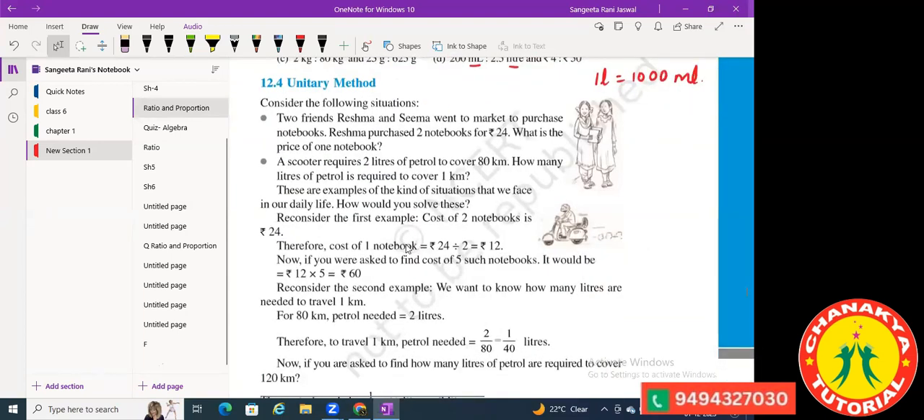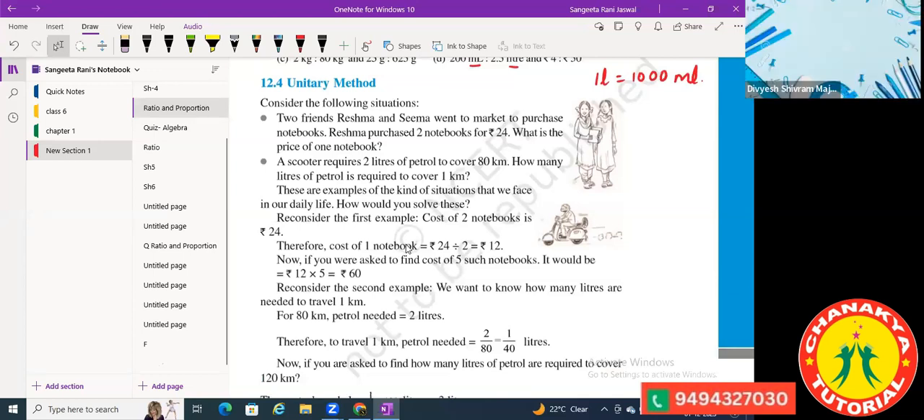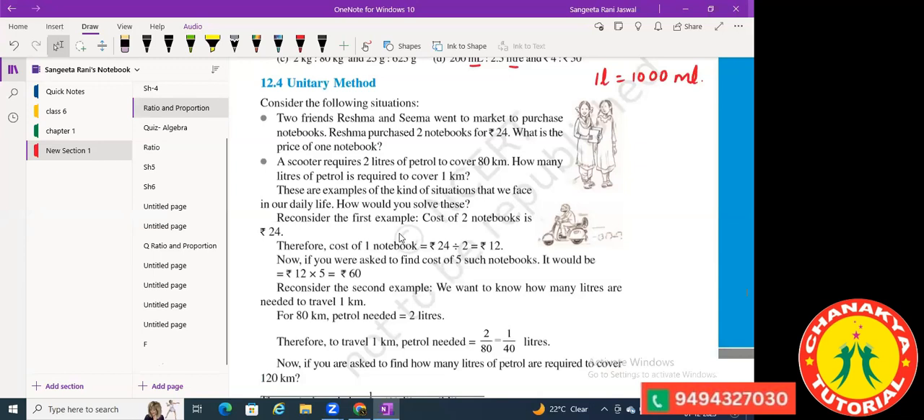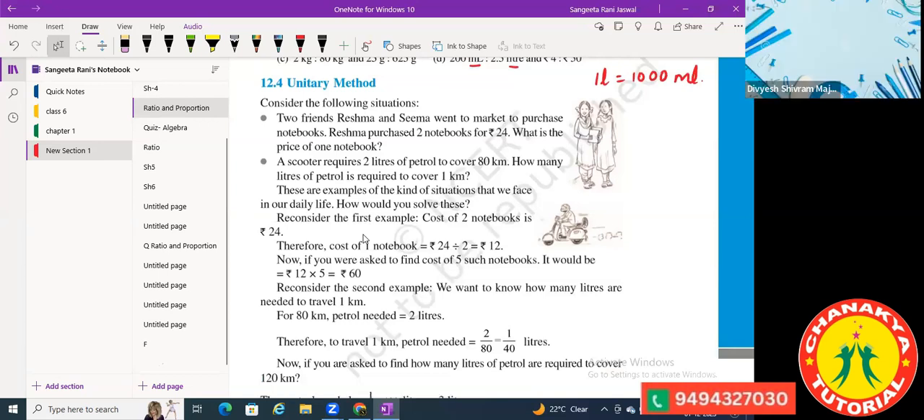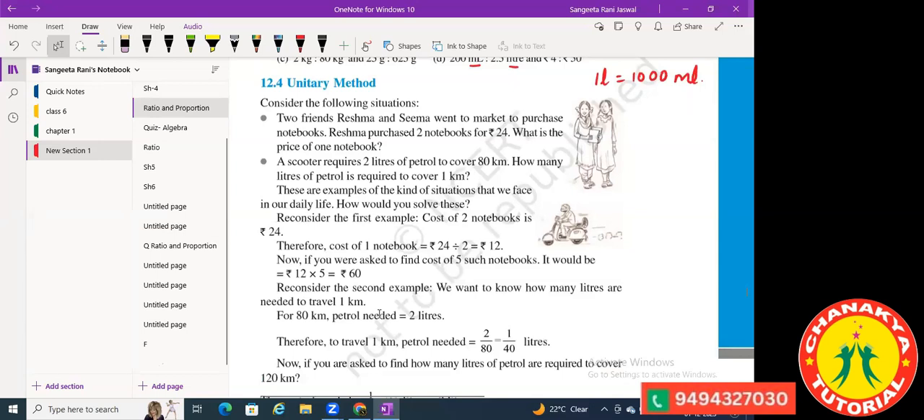Now let's come to the unitary method. Unitary itself means one unit. Unit means one. So when you talk about the unitary method, it's representing something one. So suppose if I give you that 2 apples cost rupees 10, what is the cost of 5 apples? How will you do that?